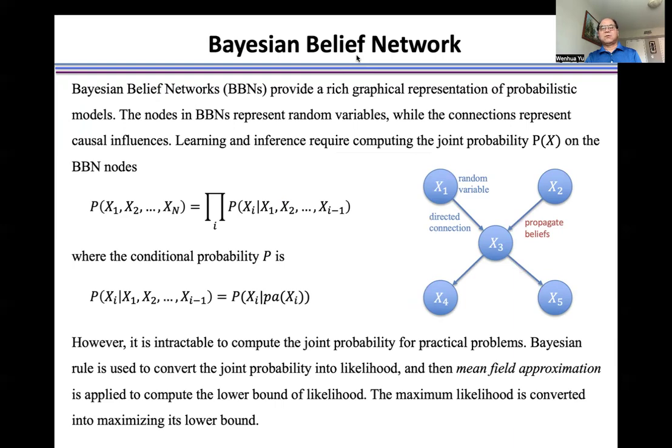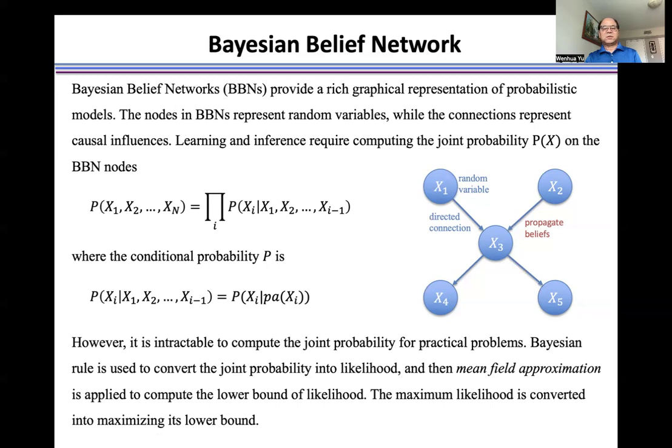Learning and inference require computing the joint probability P(x) on the BBN nodes, which is equal to the product of the conditional probability of each node x_i, where the conditional probability P is here. PA stands for parent. However, it's intractable to compute the joint probability for practical problems.